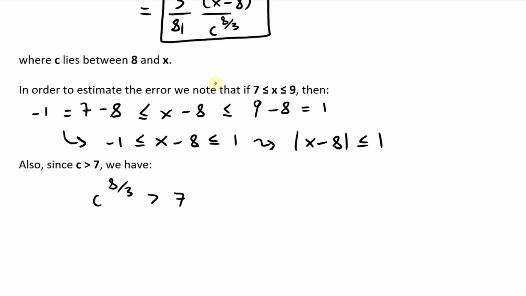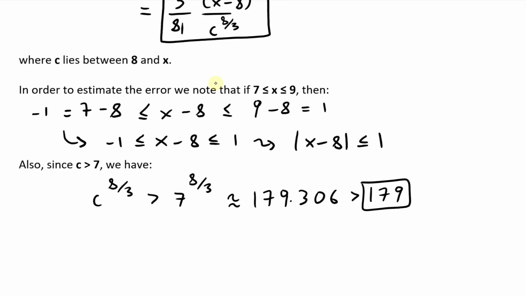So 7 to the power of 8 over 3 when c equals 7. And this is equal to, if you plug this into the calculator, you're going to get something like 179.306, which is greater than 179, just to round down. Yeah, greater than 179, just box this in.